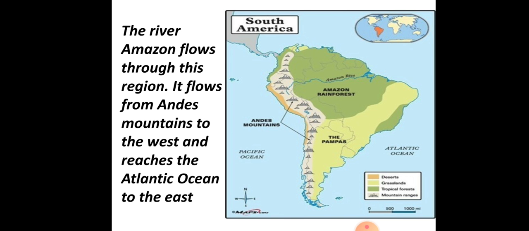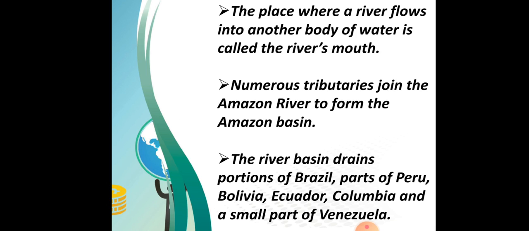The river Amazon flows through this region. It flows from the Andes Mountain in the west and reaches the Atlantic Ocean to the east. The place where a river flows into another body of water is called the river's mouth. Numerous tributaries join the Amazon River to form the river basin, that is, the Amazon Basin. The river basin drains a portion of Brazil, parts of Peru, Bolivia, Ecuador, Colombia, and a small part of Venezuela.